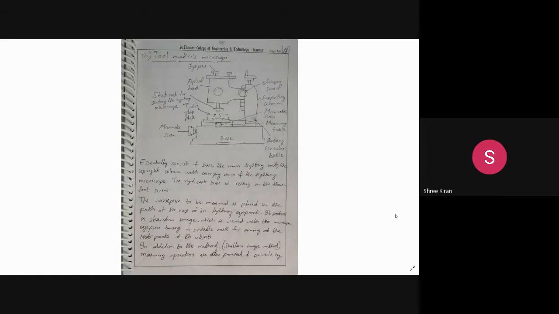Then the workpiece to be measured is placed in the path of the rays of the lighting equipment, where it produces a shadow image which is viewed with the microscope eyepiece having a suitable mark for aiming at the next points of the object. In addition to this method, measuring operations are also provided.